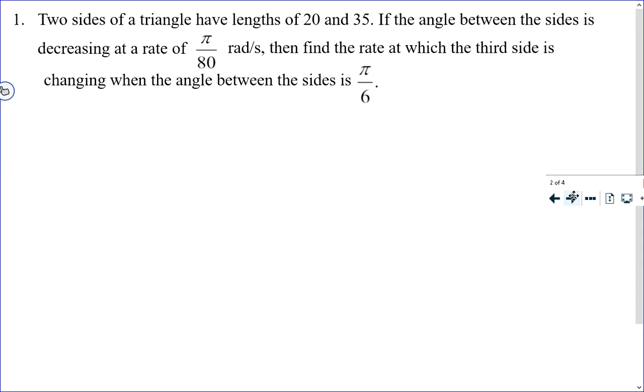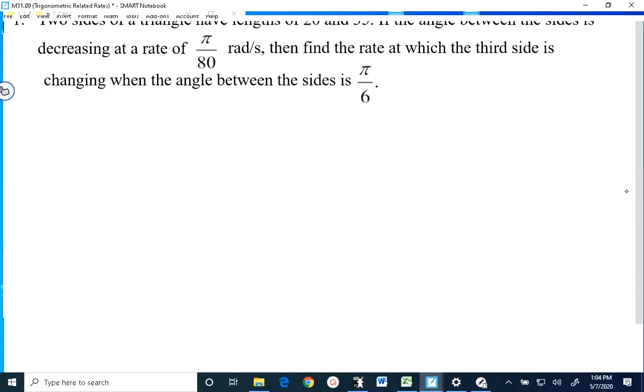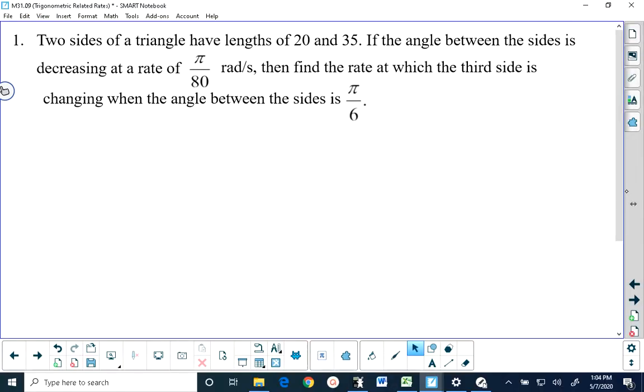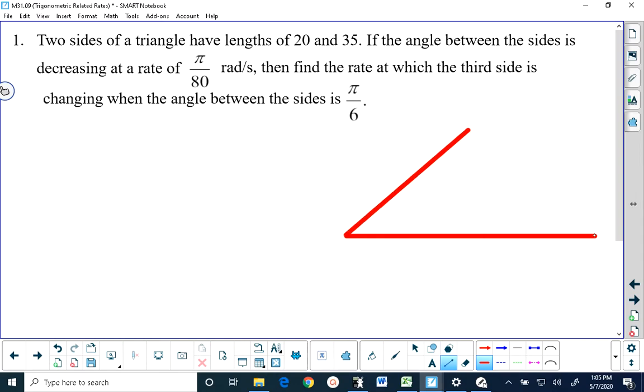Let's take a look at the first example. It says that two sides of a triangle have lengths of 20 and 35. Now, it doesn't say whether it's 20 and 35 centimeters or 20 and 35 inches. It really doesn't matter. So I'm going to sketch a diagram here just showing what that's telling us. We've got a side of a triangle that is 35 long, and we have another side that is 20 long. And you're told that the angle between the sides is changing.